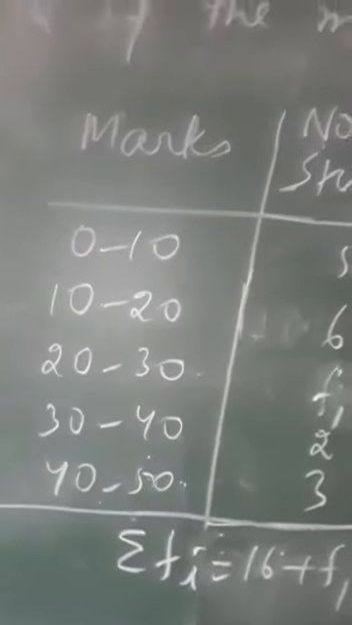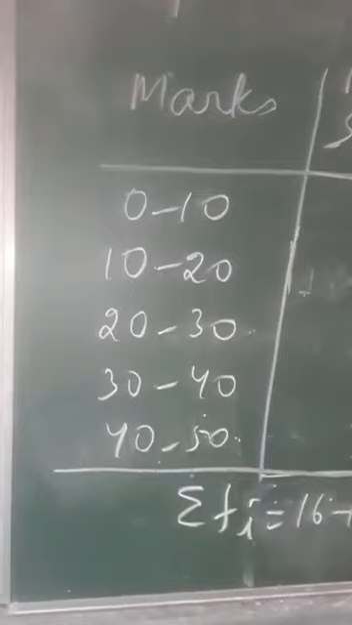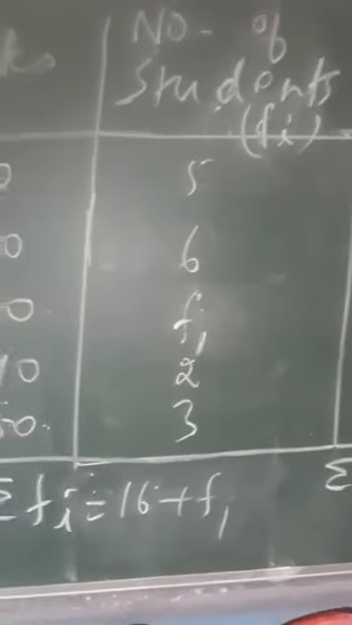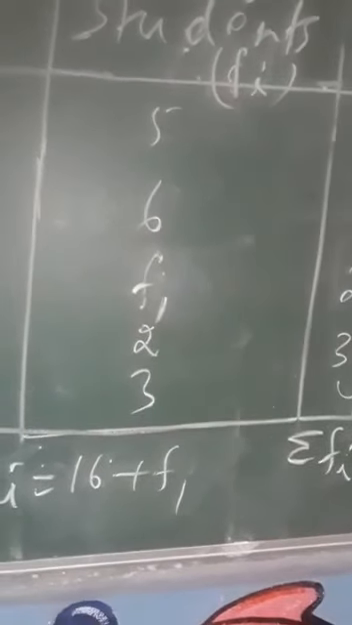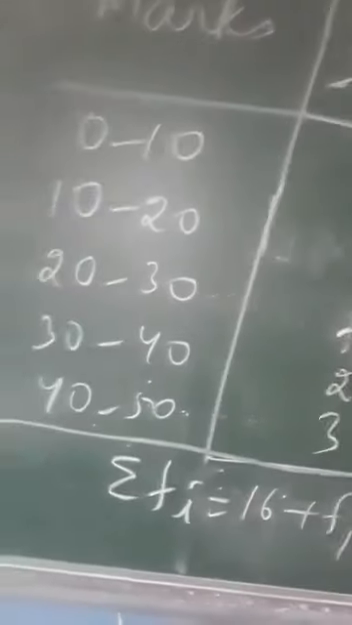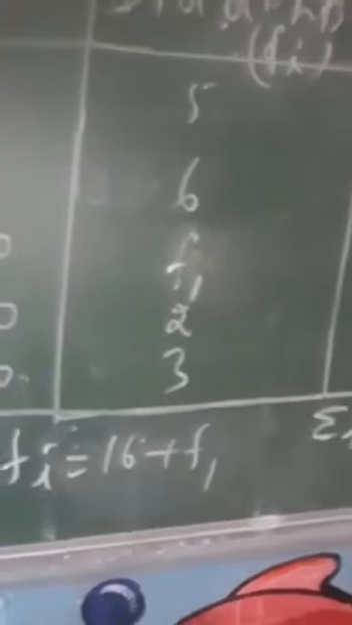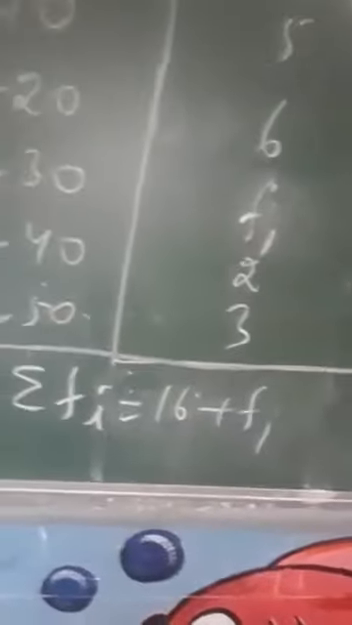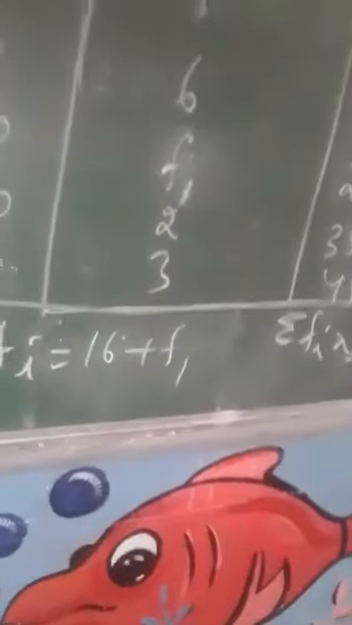The marks are 0 to 10, 10 to 20, 20 to 30, 30 to 40 and 40 to 50. These are the marks given, and the number of students placed in these mark groups are 5, 6, F1, 2 and 3. 0 to 10 contains 5 students, 10 to 20 contains 6 students, 20 to 30 contains an unknown number of students, that is F1, which you have to find out. 30 to 40 contains 2 students and 40 to 50 contains 3 students.